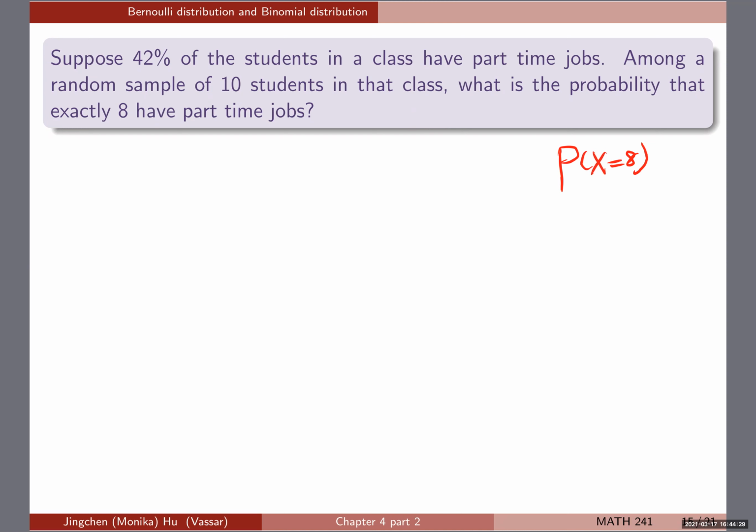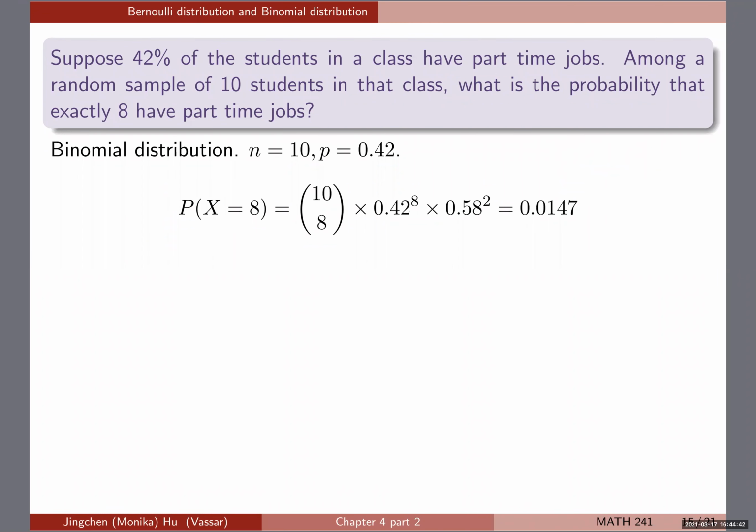And then we just need to use the binomial PMF result with k equals 8 in this case, and then compute the probability, which once you do that, is about 1.5%. Okay, so the probability that exactly 8 students out of this random sample of 10 students have part-time jobs is about 1.5%. For this one, I just wanted to highlight that we are using the binomial result directly, but I wanted to walk us through to make sure that we can actually use the binomial distribution.